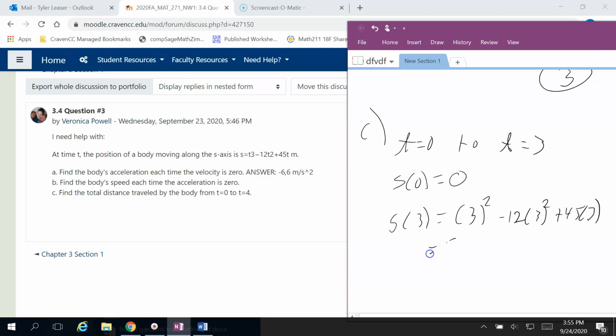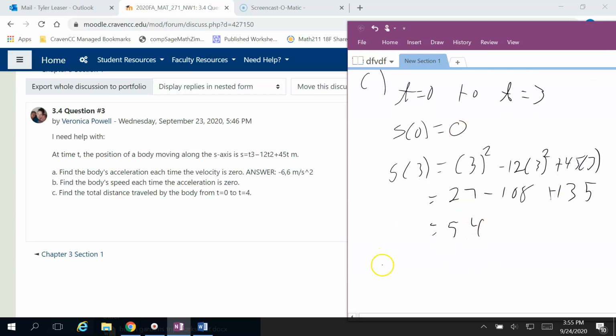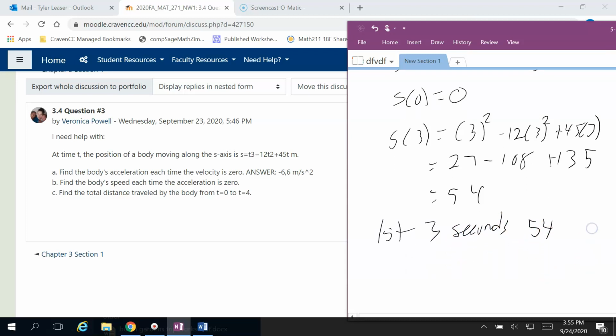I got 27 minus 108 plus 135, plugging all that in. I got 54. All right, so from 0 seconds to 3 seconds, I go from 0 to 54. So far, the first 3 seconds, I've traveled 54, and then whatever the units are for this question.